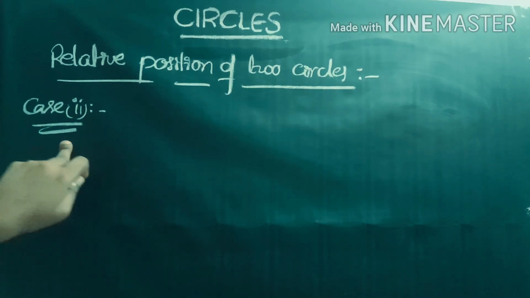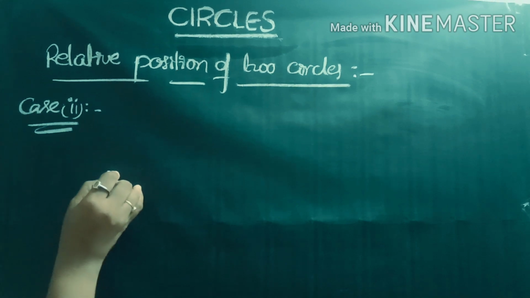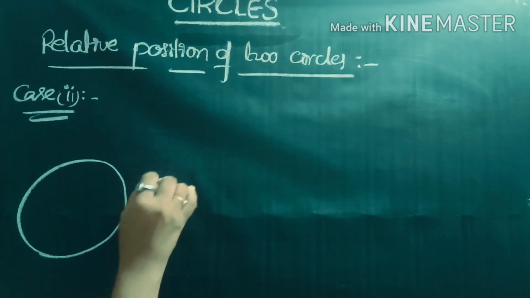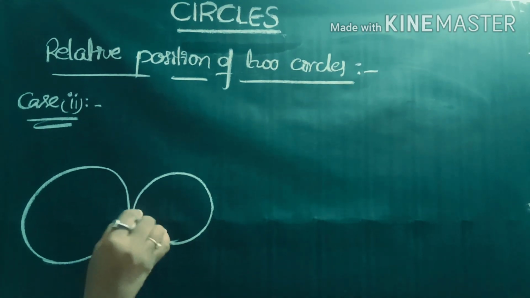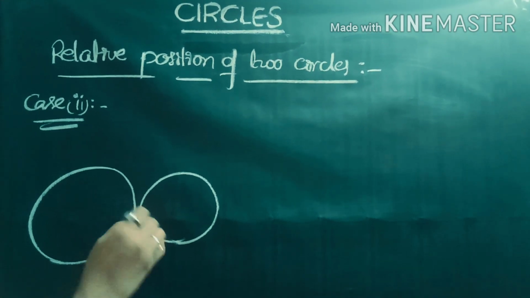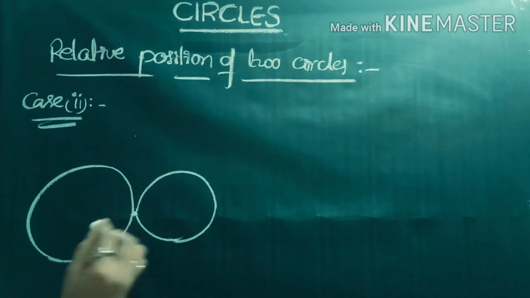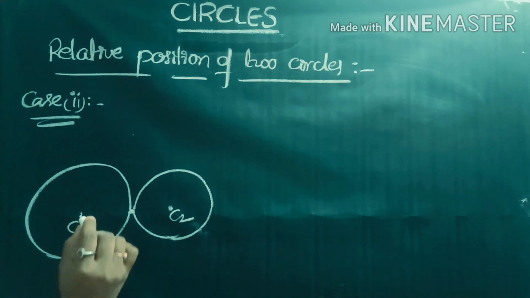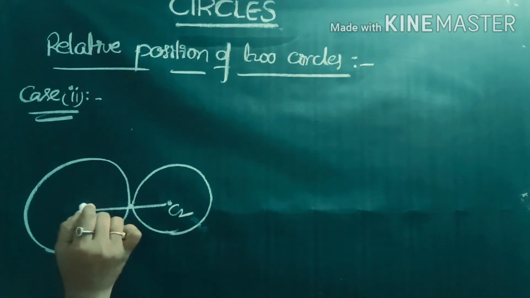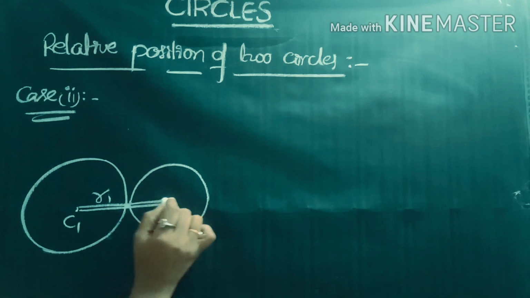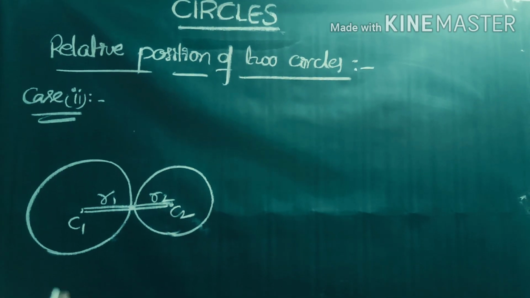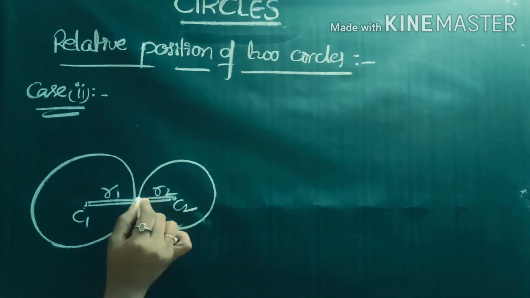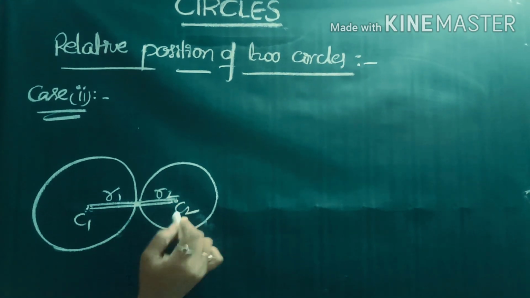Okay, next, case 2. Case 2 is if the two circles touch each other externally. The first case was that the two circles don't intersect, but the second case is that the two circles touch each other externally. C1 is the center of the first circle, C2 is the center of the second circle, and R1 is the radius of the first circle, R2 the radius of the second circle. Clearly from the diagram, C1C2 is nothing but R1 plus R2.